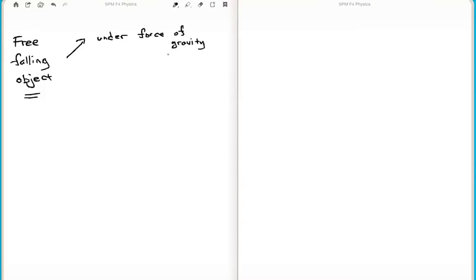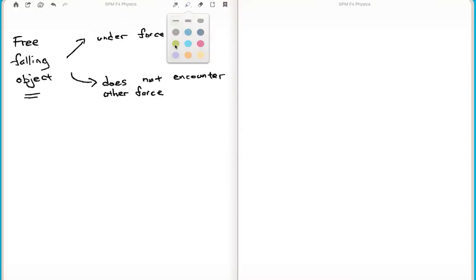When it is under the force of gravity, what happens? You have mg, right? Like what I have shown you earlier. And the direction of it is always towards the earth. Another condition is that it does not encounter any other force. When the question says it is free falling, there is no other force but gravity itself. No other force.